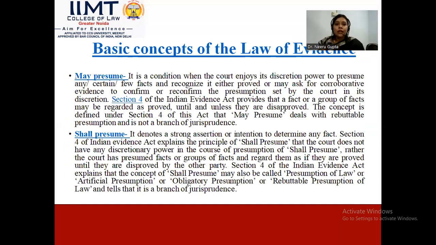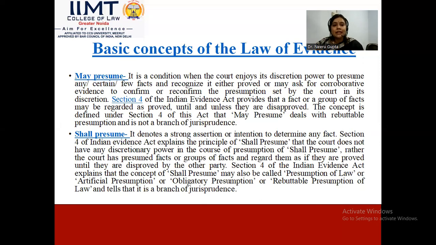May presume. It is a condition when the court enjoys discretionary power to presume certain facts and recognize them as proved, or may ask for corroborating evidence to confirm or reconfirm the presumption set by the court in its discretion. Section 4 of the Indian Evidence Act provides that a fact or a group of facts may be regarded as proved until and unless they are disproved.